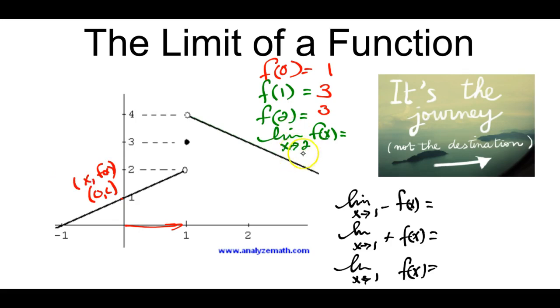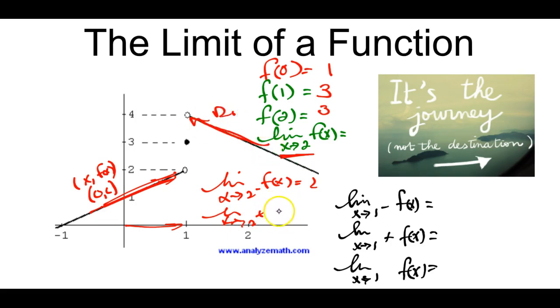But if I ask for the limit, then I'm looking for the left approach and the right approach. Well, the left approach, so we can say the limit as x approaches 2 from the left, that's what this little negative is, of this function is 2. But the limit as x approaches 2 from the right, coming this direction, is 4. And since the limit from the left does not equal the limit from the right, then we say this does not exist.